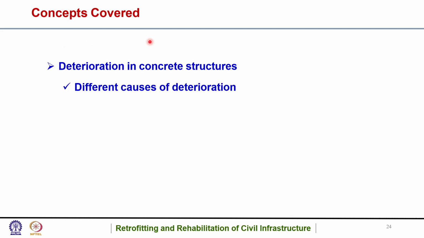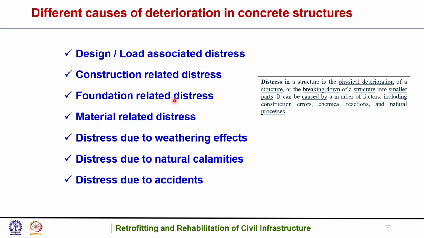In this lecture we will be covering the various causes which result in the deterioration of concrete structures. The different causes of deterioration in concrete structures can be characterized into 7 types. Okay, the various causes of deterioration. So one is the design or load associated distress. Distress is basically the physical deterioration.